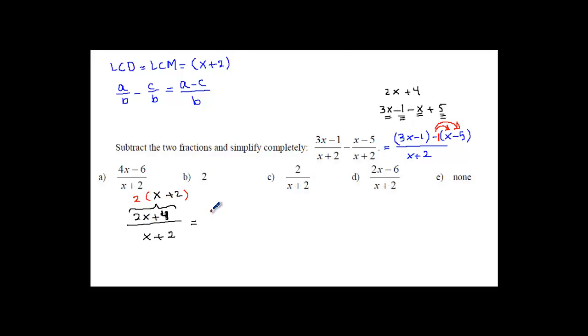At the top of the fraction, you get 2 times x plus 2, and at the bottom of the fraction, I get x plus 2. So Ryan, what is this equal to then? 2. Right, so I can reduce this now. The whole thing would equal 2 over 1, or just simply 2. So B would be the right answer here.